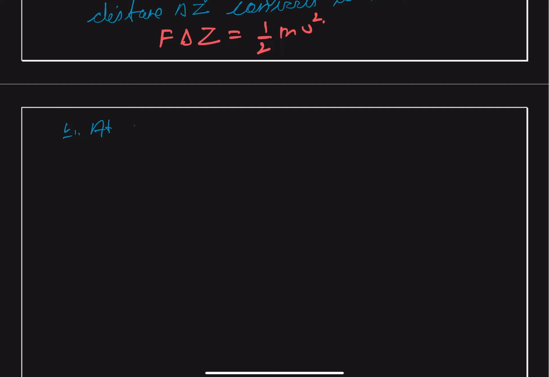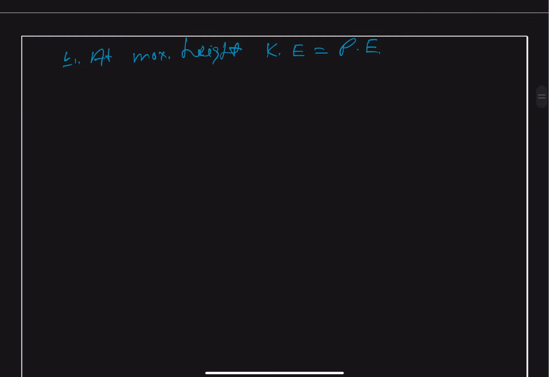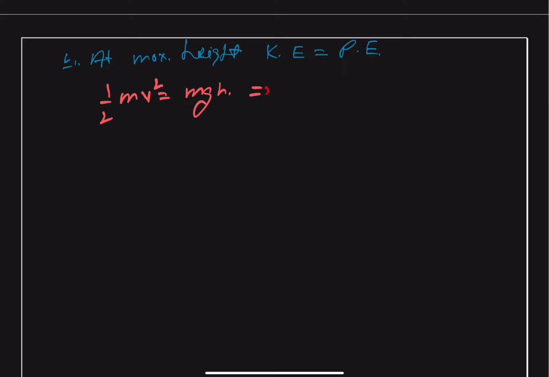At maximum height, kinetic energy is equal to our potential energy. So we can write half mv square is equal to mgh. And from here we can say that our h is proportional to force times mass and inversely proportional to 1 upon resistivity multiplied by mass.